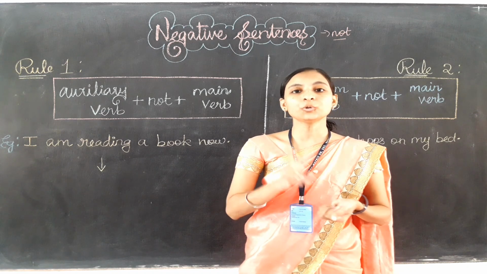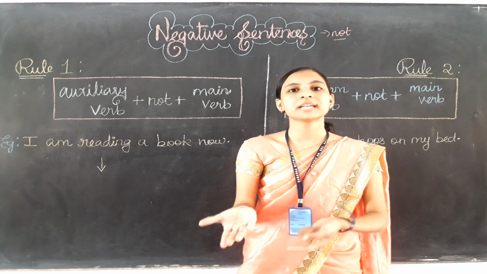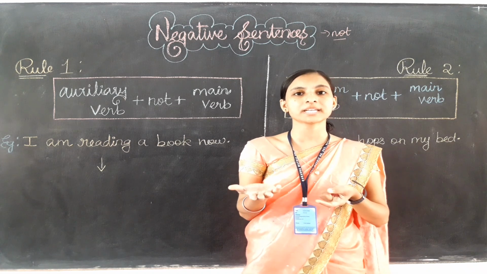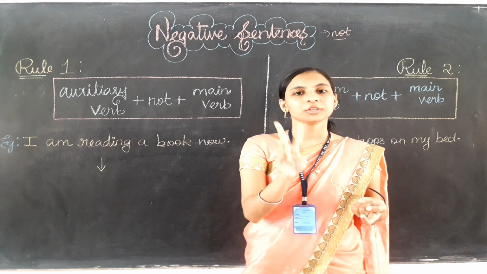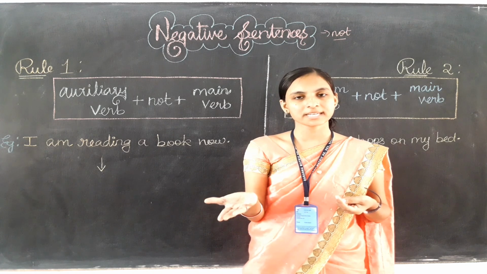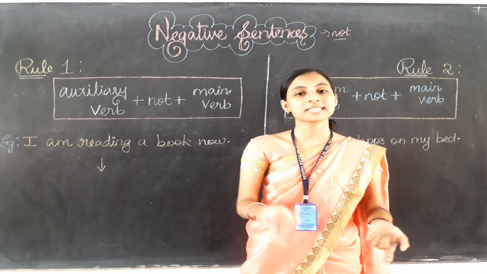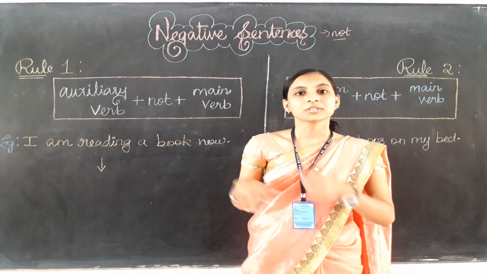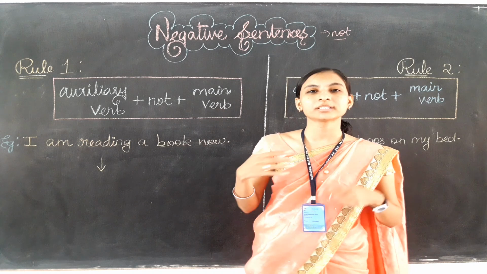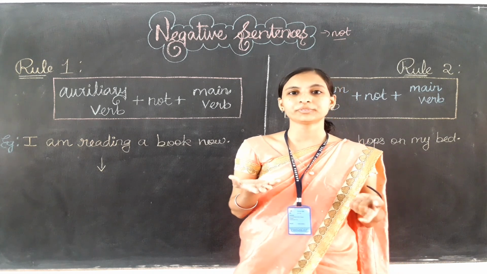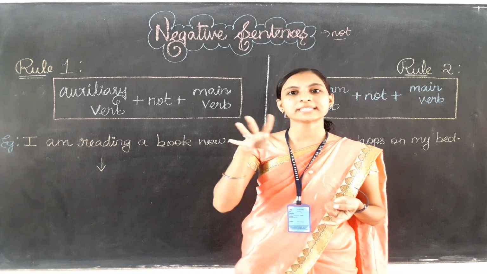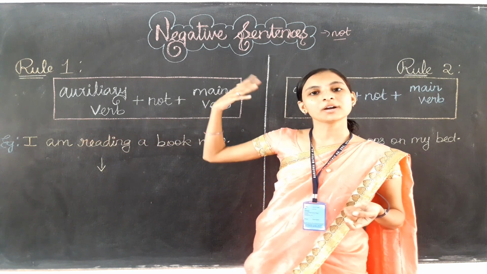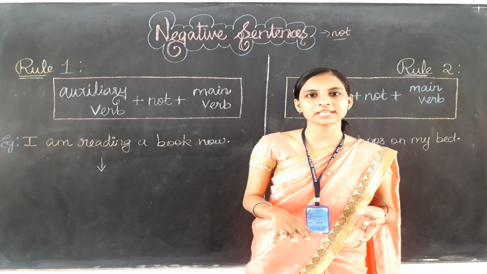Okay, so there are two rules to make a positive sentence into a negative sentence. So how many rules to change the positive sentence into negative? Yes, there are two rules. So let's learn one by one. We have already learned about the auxiliary verb, right? This is in your book, on page number 54, in the chapter on auxiliary verbs. With the usage of auxiliary verbs, we are going to change the sentence into a negative sentence.